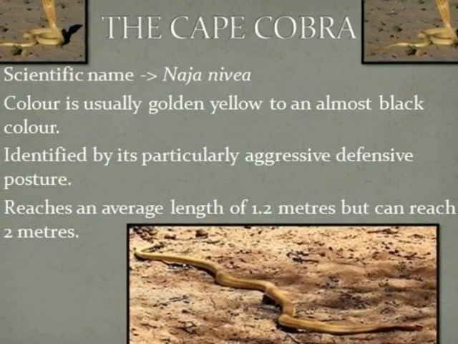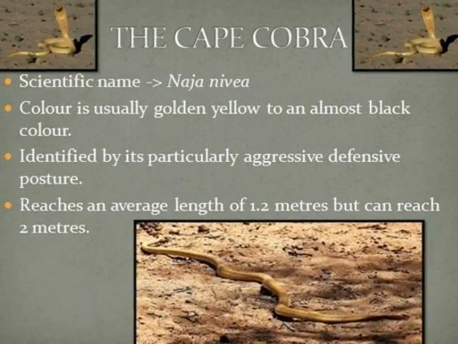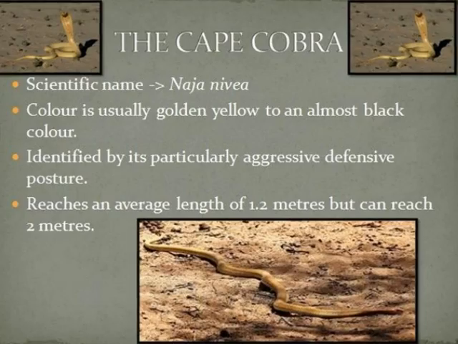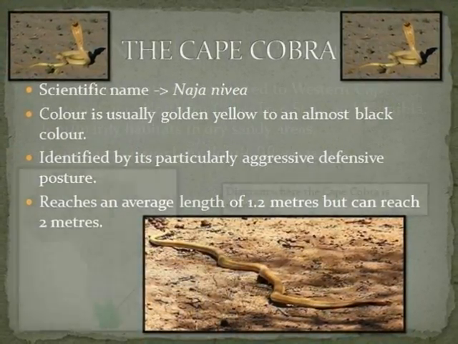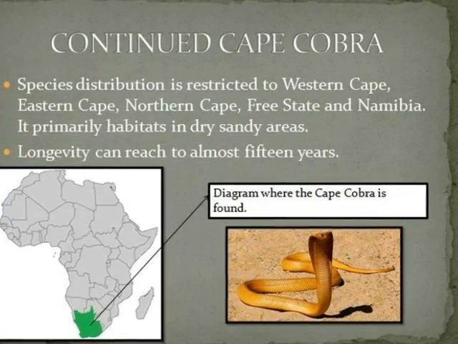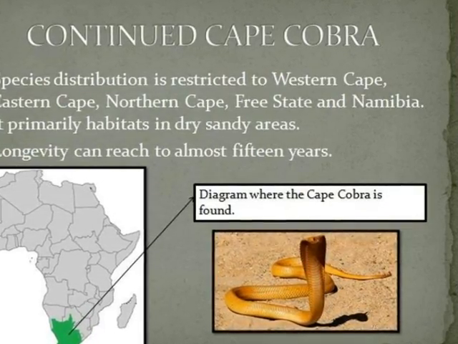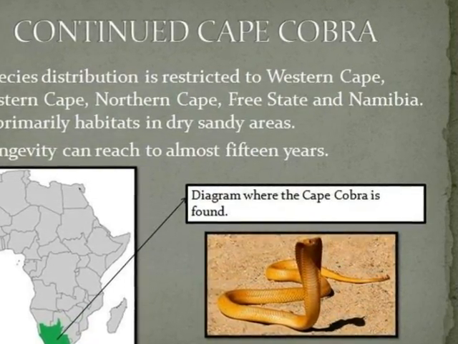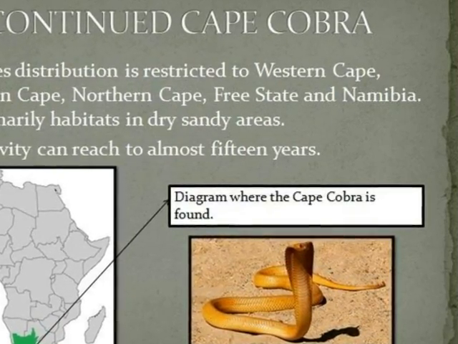Its color is usually golden yellow to an almost black color. It's identified by its particularly aggressive defensive posture. It reaches an average length of 1.2 meters, but can reach 2 meters. Continued on the Cape cobra. Species distribution is restricted to the Western Cape, Eastern Cape, Northern Cape, Free State, and Namibia. It primarily inhabits dry sandy areas. Its longevity can reach almost 15 years.